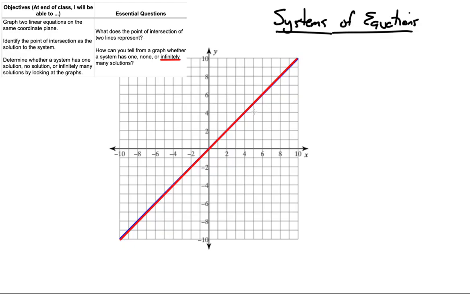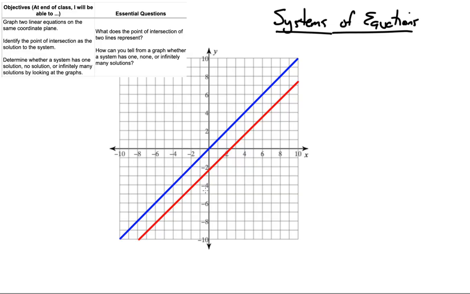And so those are the only possibilities. If they are the same line, it's an infinite number of solutions. If they are lines that intersect, then there's only one solution. And if they are lines that are parallel with each other like this, then there are no solutions.